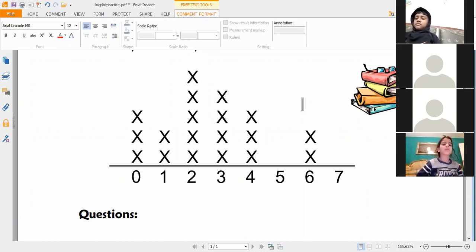Okay, Kinda? How many students read 4 books? This is 4 books. Yeah. How many students read 3 books? 3. 1, 2, 3.